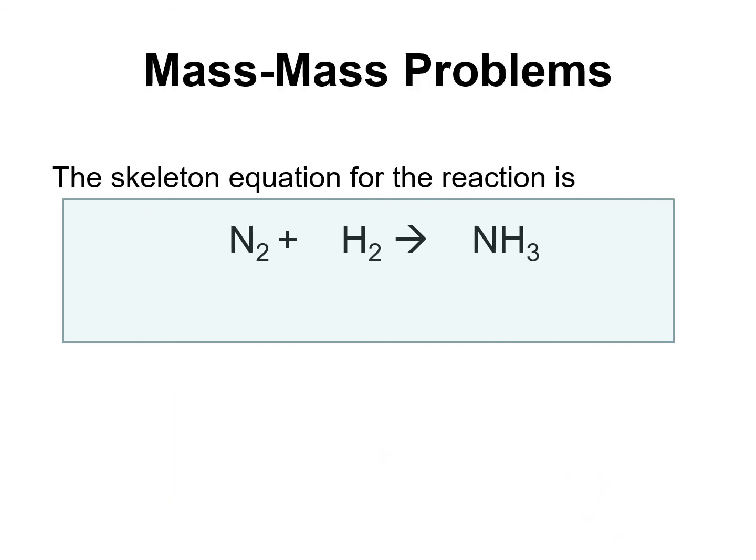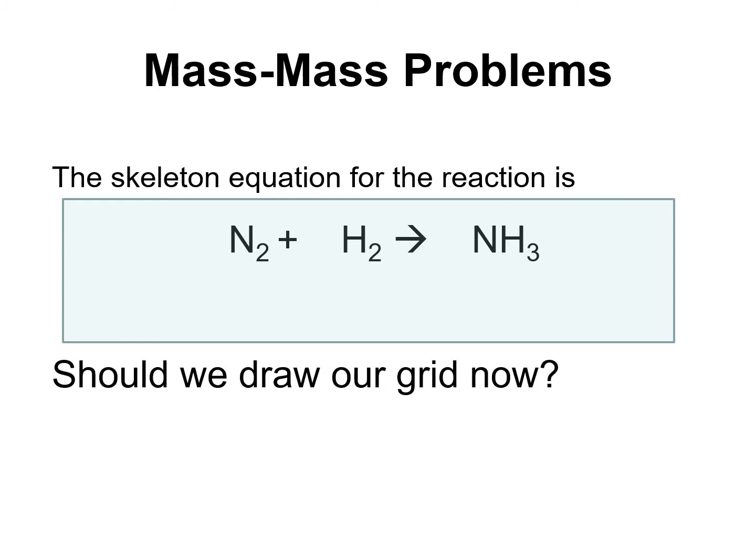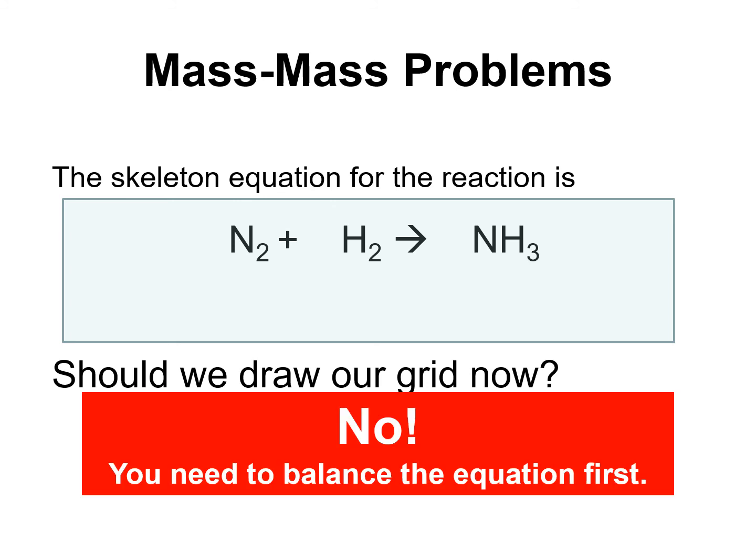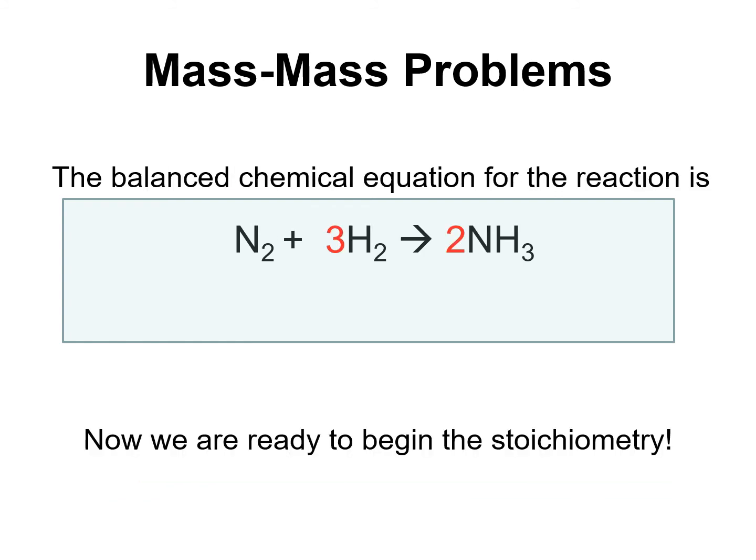Now, are we ready to draw our grid? No, because our equation must be balanced. This is not a balanced equation. We have the wrong number of nitrogens and hydrogens on the left and right. They don't match up. So we're going to need a coefficient of 3 in front of the hydrogen and a coefficient of 2 in front of the ammonia in order to get this equation to balance. Now we have a balanced chemical equation. Now we can draw our grid and get started with the stoichiometry.